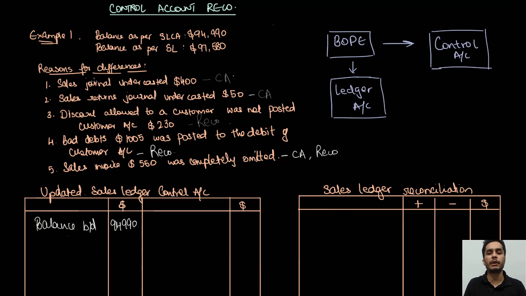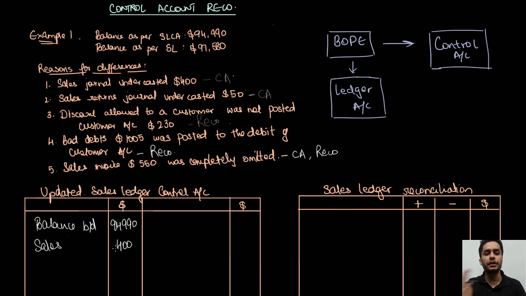Sales journal was undercasted by 400. If I have to correct this error, I'll have to increase the sales in the control account. To increase the sales, obviously, I'll have to record the sales on the debit side because sales appears on the debit side of control account. So I'll write sales as 400.